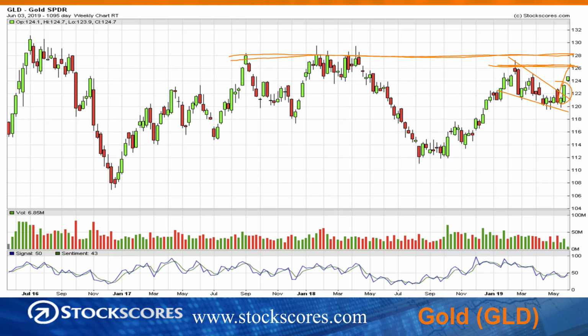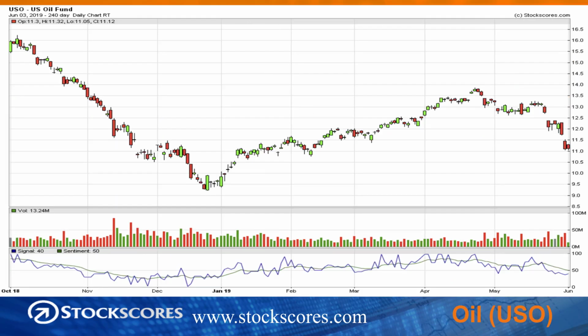But this should help individual gold names, and we've seen it already. Some of the gold stocks started to perk up late last week as the market for gold went higher and as the market for stocks went lower. Looks like this, again, a bit of a hedge to that stock market weakness. Oil, as uncertainty builds globally, we've seen oil prices roll over.